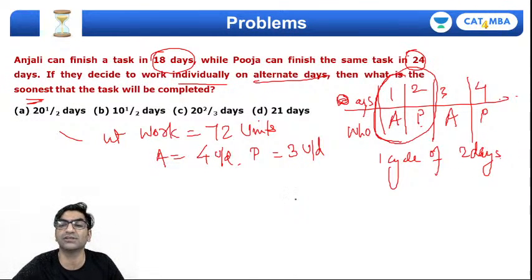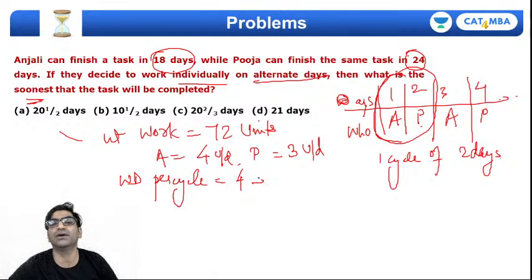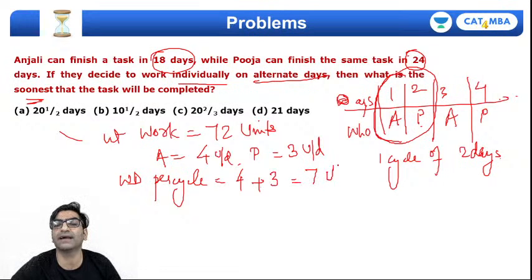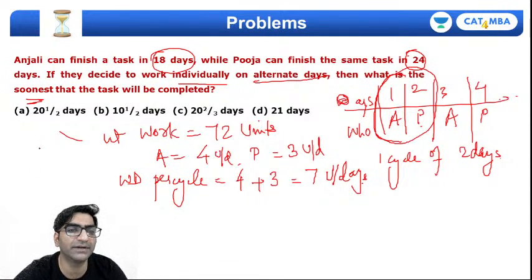So I know one cycle is 2 days, so work done in one cycle निकालते हैं. वर्क डन पर साइकिल, in one cycle, A works for 1 day, so 4. B, Pooja also works for 1 day, so she'll do 3 units. So together they are able to finish 7 units every cycle. Right? How many such cycles can happen? मतलब 7 का कौन सा मल्टीपल है जो 72 के पास जाएगा? तो आप क्या करोगे? 72 को 7 से डिवाइड करके देख लो.